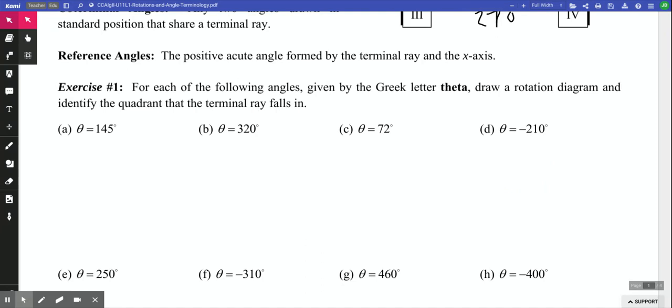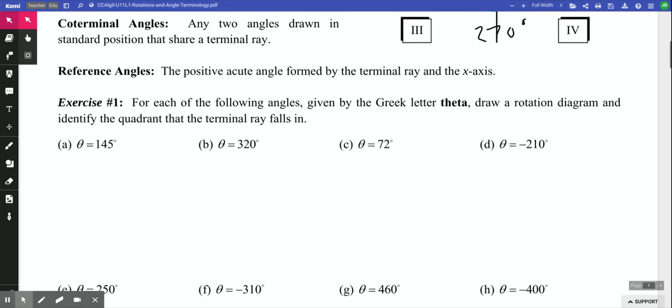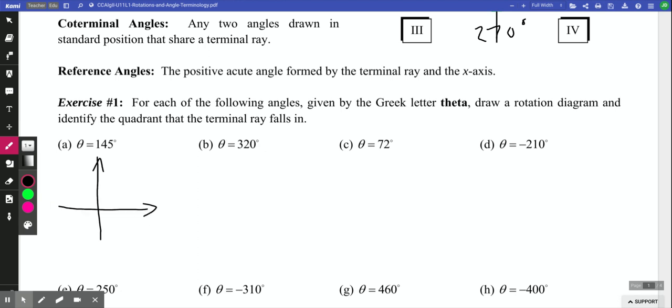Exercise 1. For each of the following angles given by the Greek letter theta. Theta, just the O with a slash through it, just means angle. Draw a rotation diagram and identify the quadrant that the terminal ray falls in. All right, so for these, and believe it or not, sometimes on the Regents, you get questions as easy as these. So if we're going to draw our angle in, we got to have our axes. And our initial ray here always follows the positive x.